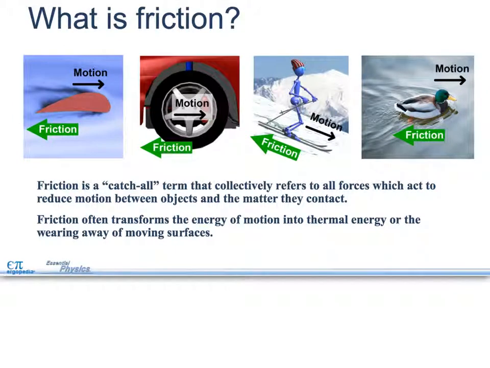What is friction? Friction is a catch-all term that collectively refers to all forces which act on or reduce the motion between objects in the matter they are in contact with. Friction often transforms the energy of motion into thermal energy or the wearing away of moving surfaces. So if you're traveling this way, friction is going to go that way. Friction always goes the opposite direction.